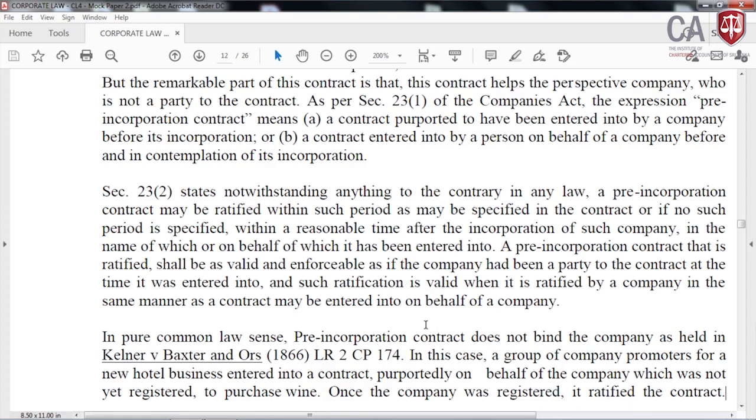So, once the contract is ratified, the validity attaches to the real beginning of that contract at pre-incorporation status, where the promoter has entered into it on behalf of a future company. So, it is valid from that beginning. If the company fails to ratify or does not ratify, what happens then? The promoter becomes personally liable.